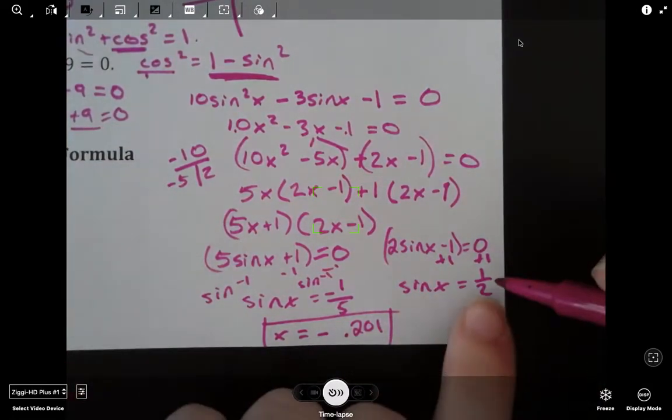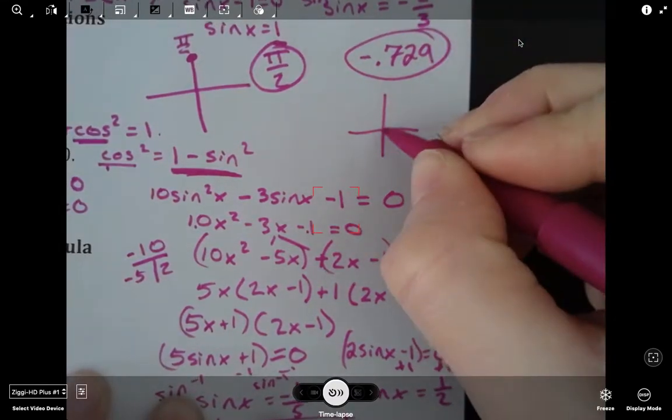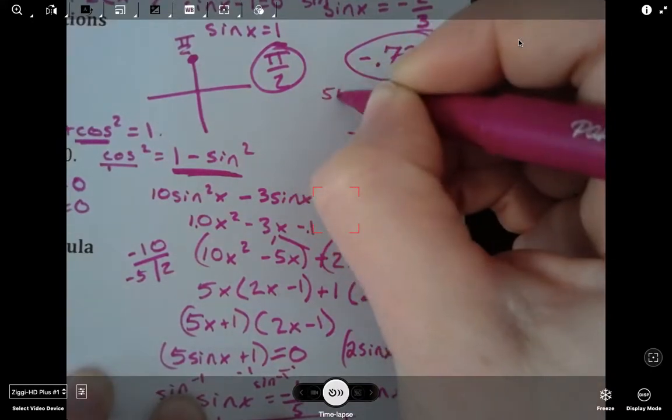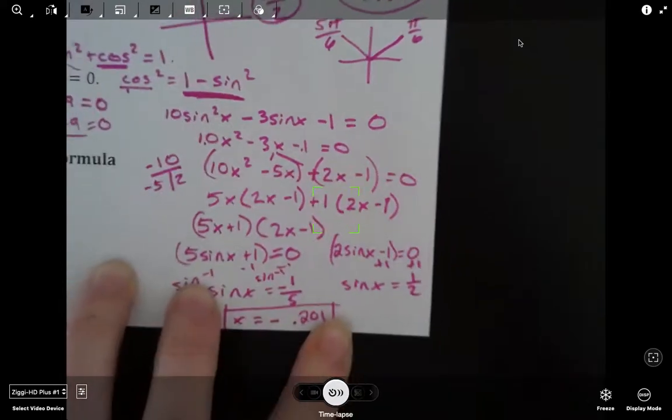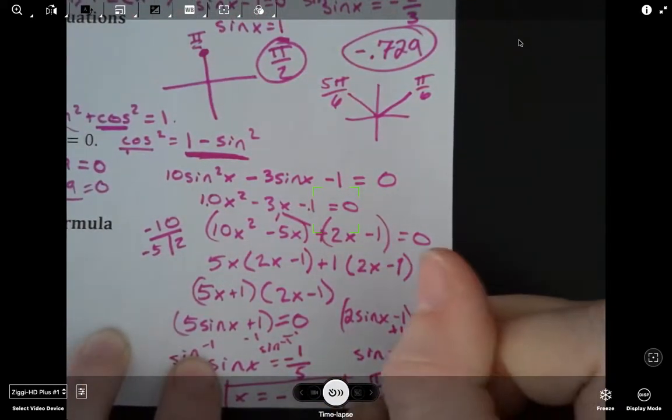On my unit circle, though, I do have a 1/2. There's two places where sine is 1/2, and it's up here, and it's over here, and that's at pi over 6 and like 5 pi over 6, I think. So those are the two answers for inverse sine. Okay, my answers are pi over 6 and 5 pi over 6.